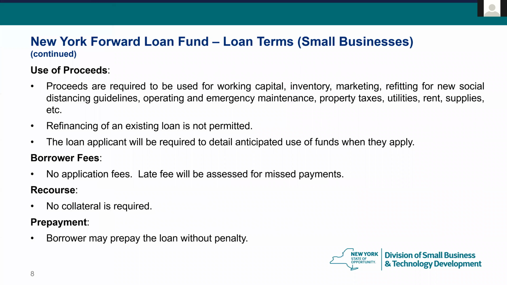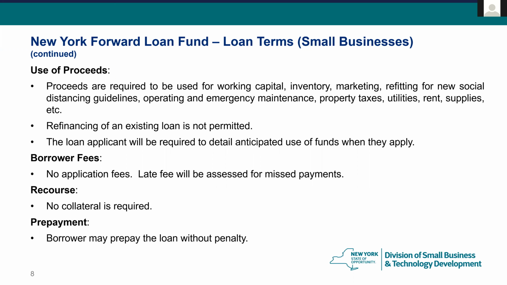Now, your use of proceeds. Again, this is working capital. So you can use this for a variety of purposes: inventory, marketing, refitting for social distancing, property taxes, maintenance, payroll if you needed to, utilities, rent, supplies. There's a very broad range of things you can use the money for.